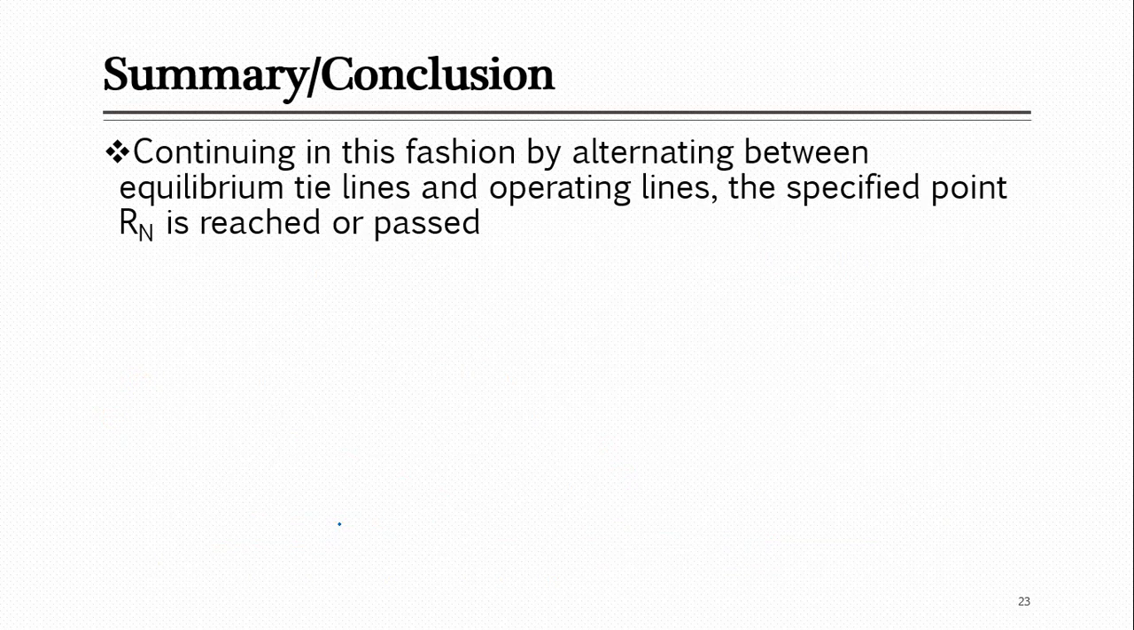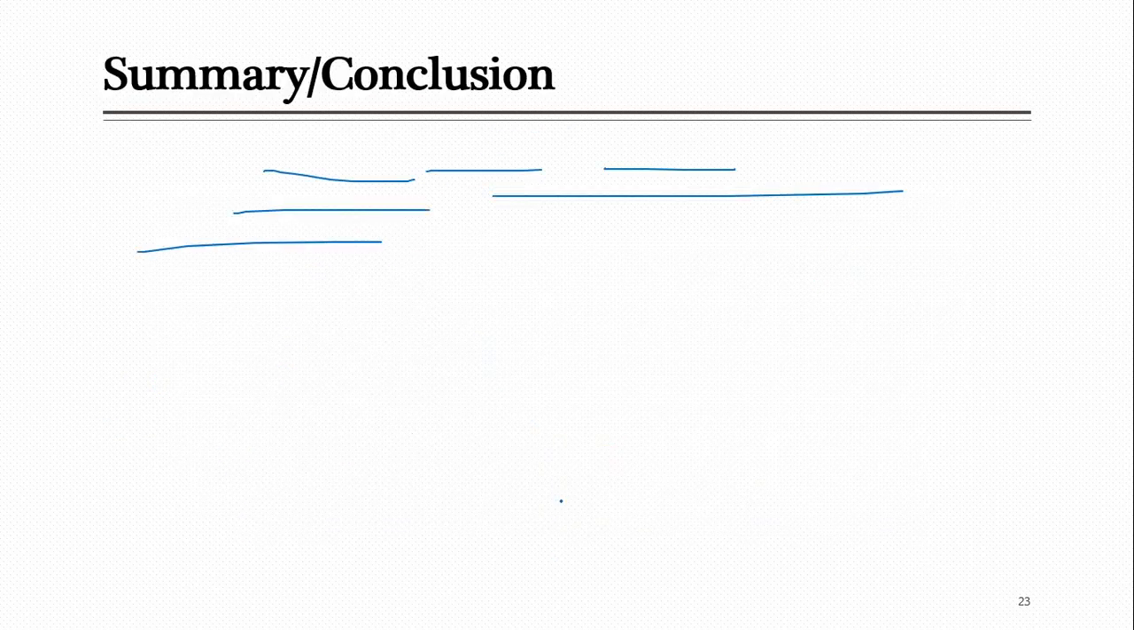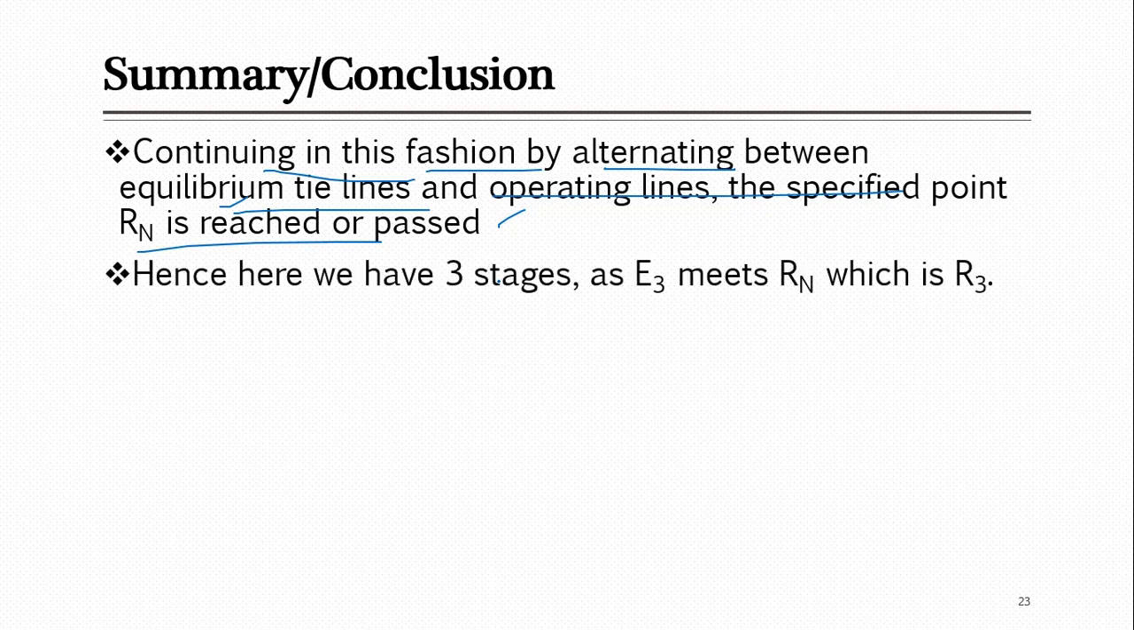In this you can see that we continue in similar fashion, operating lines and tie lines. If you continue in alternation between equilibrium tie line and operating line, the specified point Rn is reached or passed. Sometimes we reach it exactly, but sometimes you can pass it, meaning your line will join below this Rn, so that is passed. Either it reaches that point or just passes it, and then you are done with the number of stages.